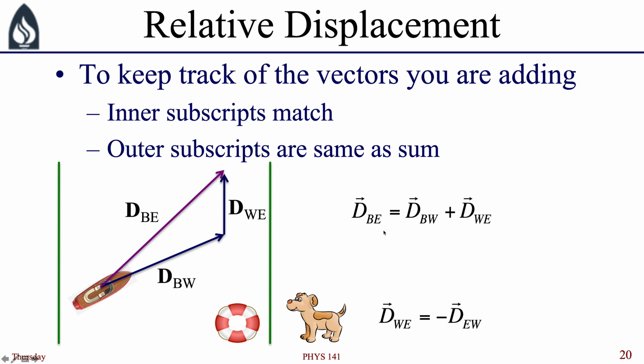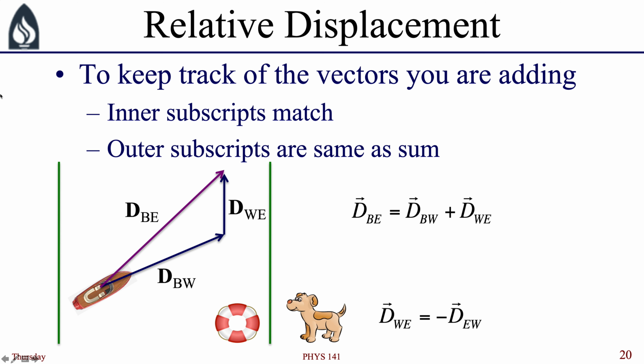And so the way that you should think of these subscripts is the first specifies the object, the second specifies the observer, or the coordinate system that's taking the measurement. So here we're looking for the displacement of the boat with respect to the earth. To get that, we would have to add together the displacement of the boat with respect to the water. That's how the boat would be moving through the water if there were no current, plus the displacement of the water with respect to the earth, which is the current.